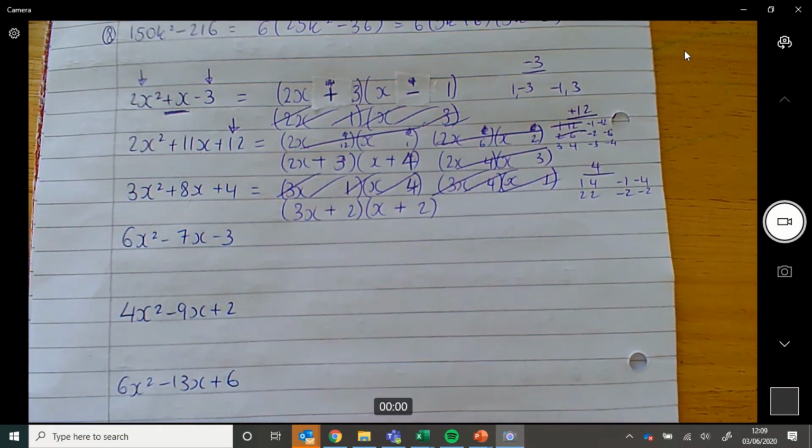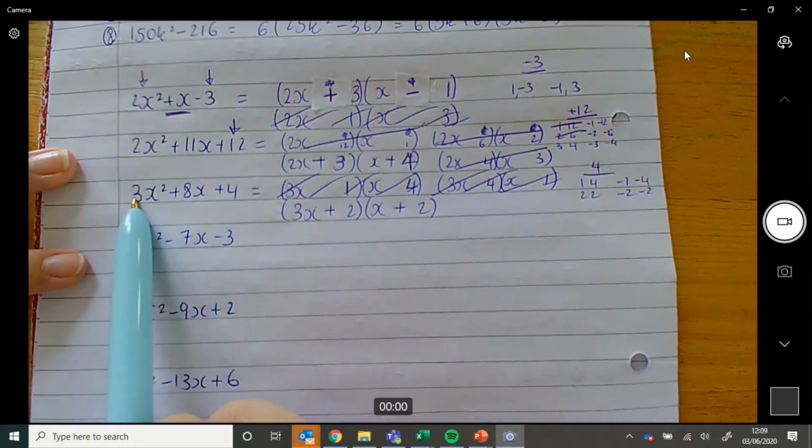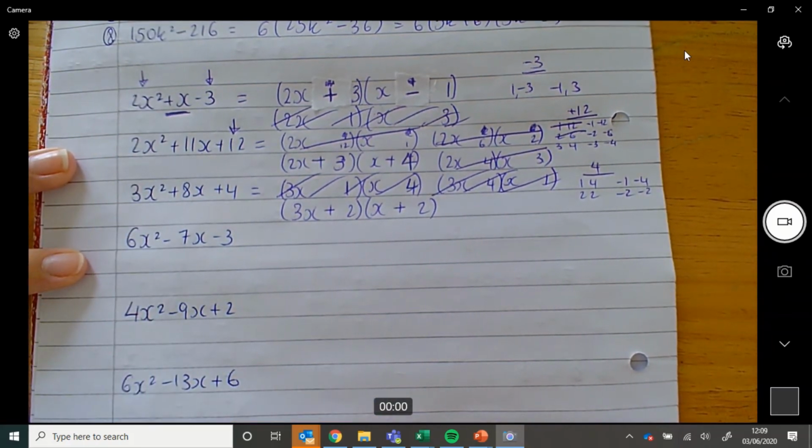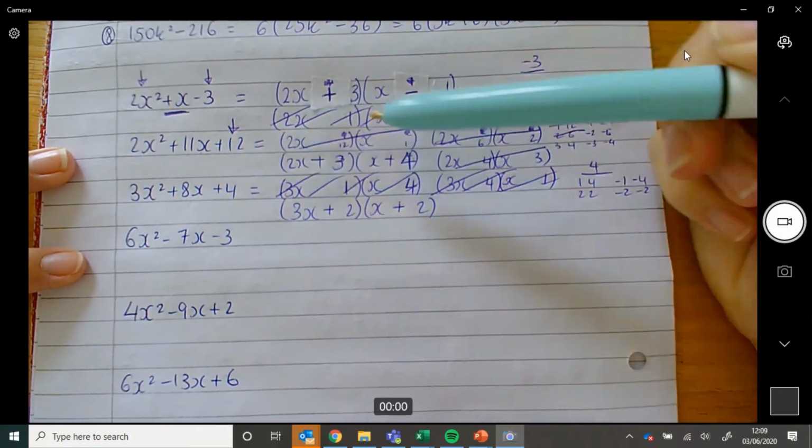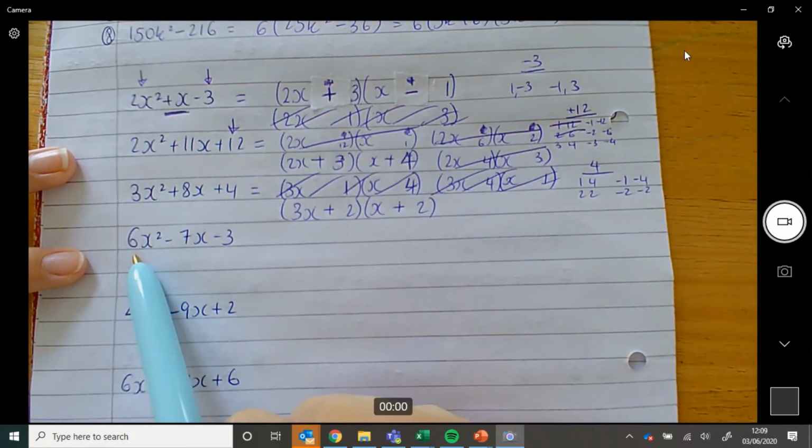6x squared minus 7x minus 3, 4x squared minus 9x plus 2, and 6x squared minus 13x plus 6. If you feel like you're reaching your capacity in terms of finding this tricky, you can always skip ahead on these 3 questions. They are very difficult, but if you're willing to, please do persevere. The reason these ones are a little bit more tricky is that I had a prime coefficient of x squared in all the first 3 examples, so it had to be 2x and x, 2x and x, and 3x and x. Whereas with 6x squared, there are lots of different ways that I could make 6.